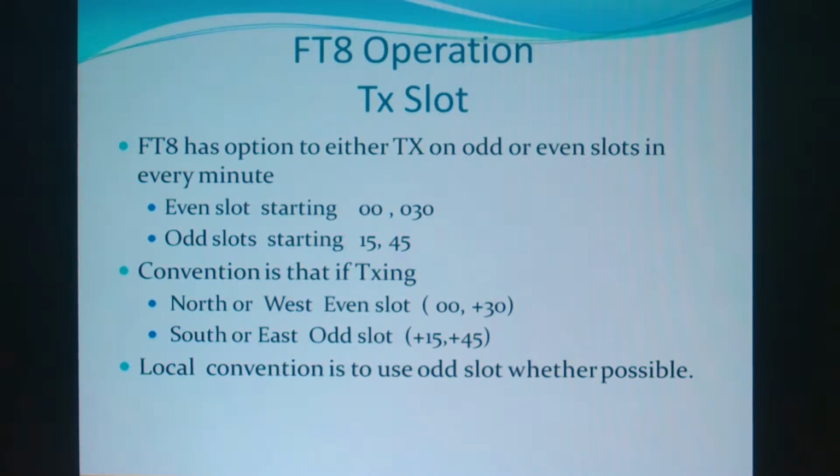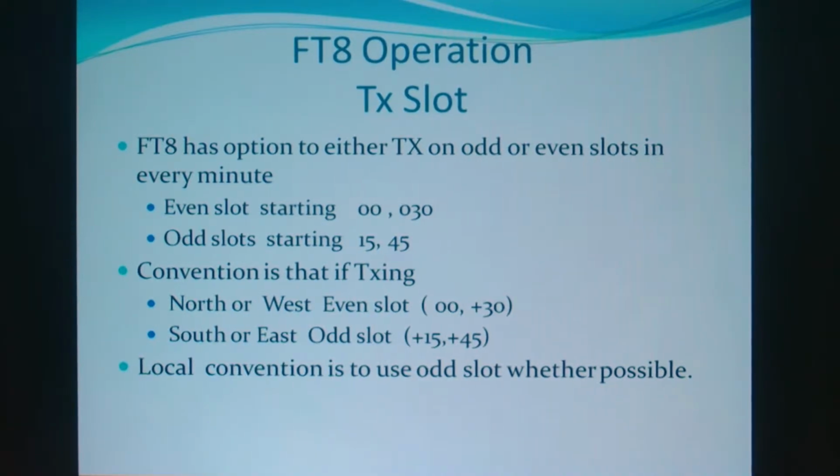So the convention on UHF and VHF is, if you're beaming north or west, you should be using evens. If you're beaming south or east, you should be using the odd slots. In the UK, the local convention we use around here is odd slots. Evens. No, sorry, receive on odd. I've made a mistake. It's slot number 2. It's odds.